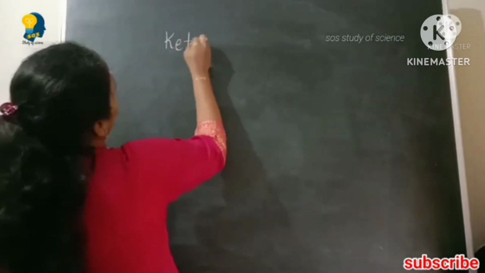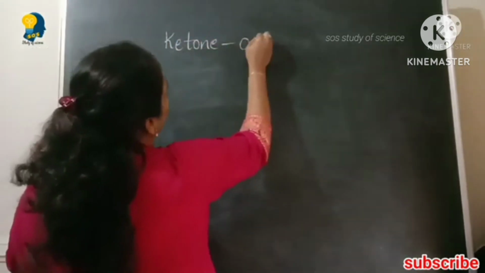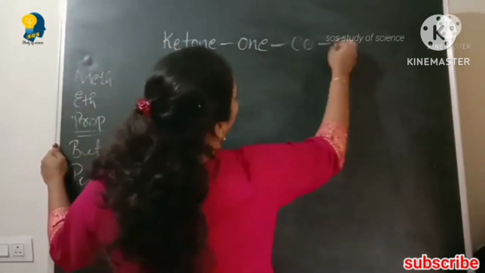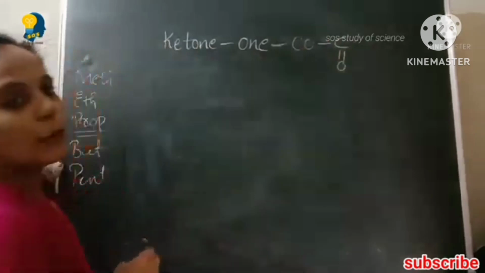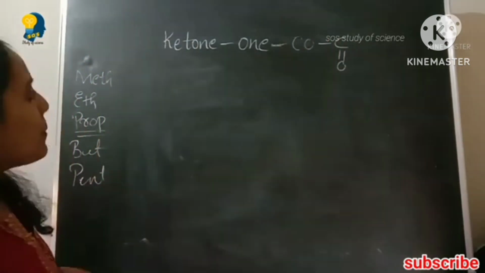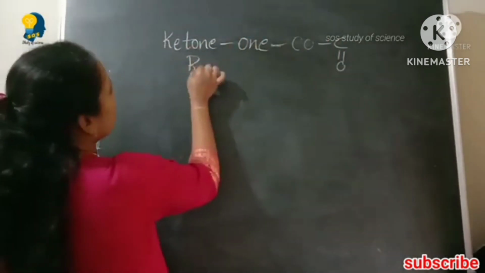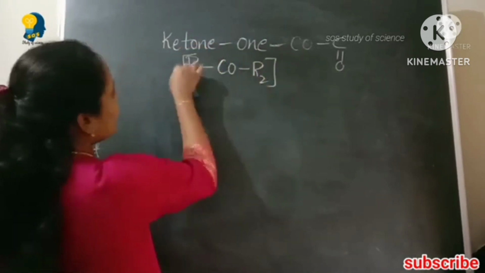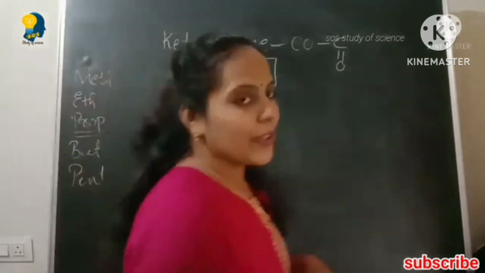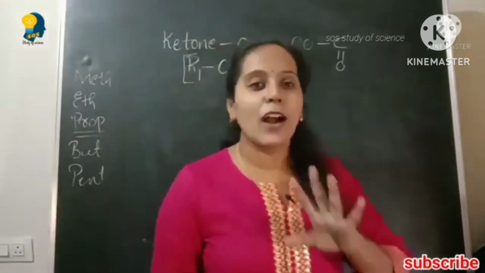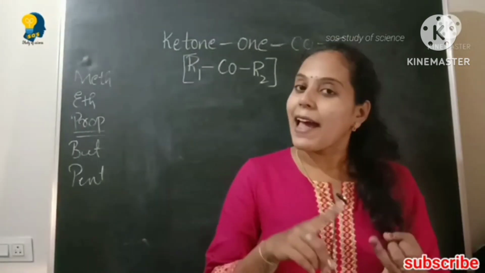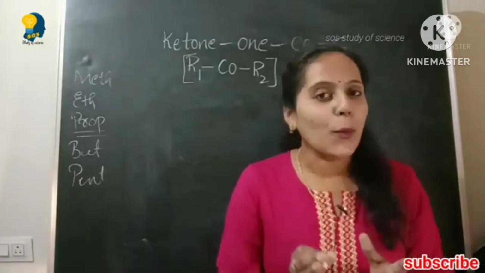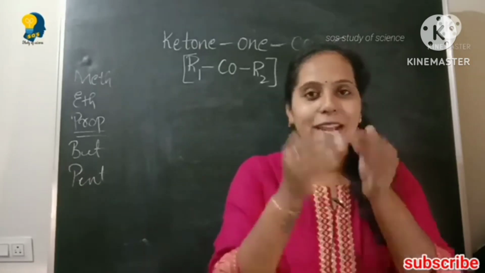Ketone. Its naming part is represented by ONE at the end. CO in its molecular formula. In structural formula, it is C double bond O. See guys, you have to remember there is a general formula for ketone also, that is R1COR2. See, I told you at the beginning of functional groups that alcohol, aldehyde, carboxylic acid always occur at the end. But ketone always occurs in between.